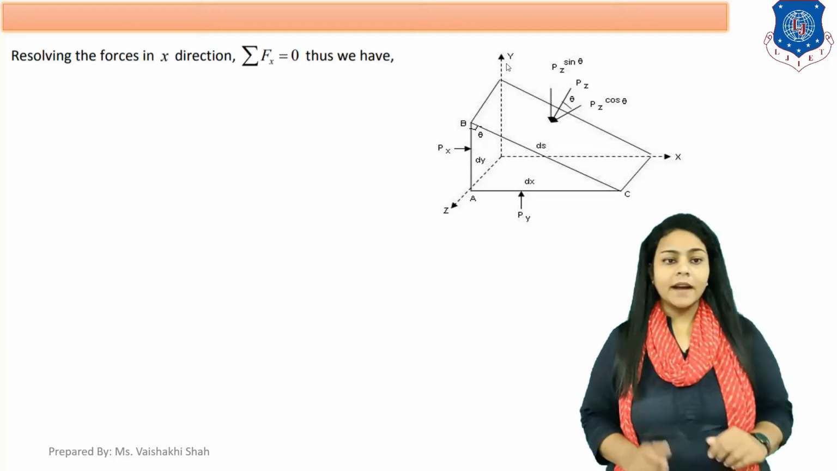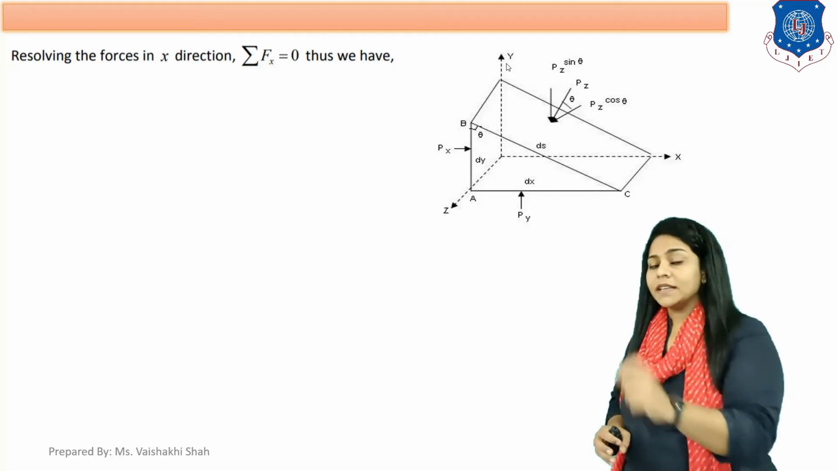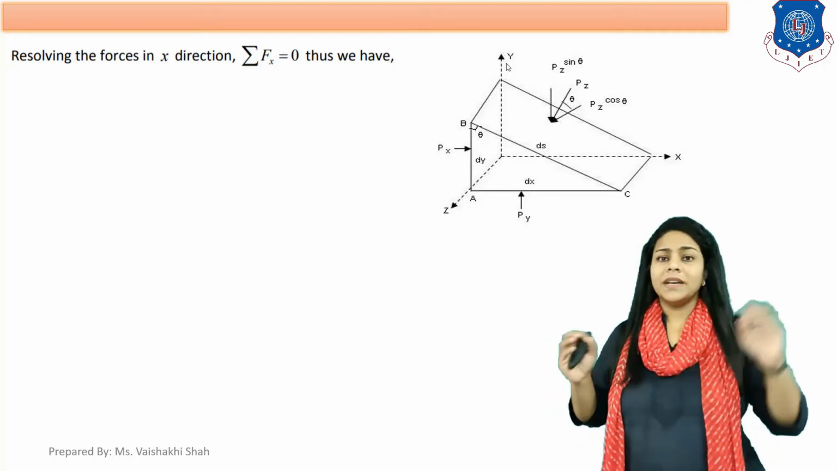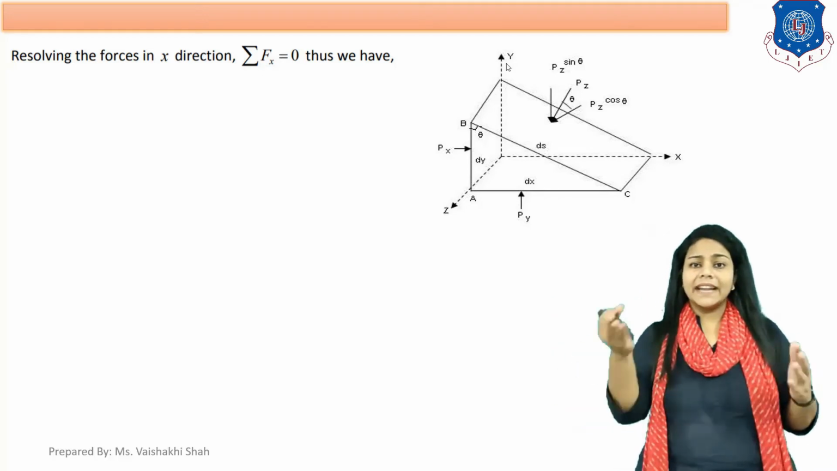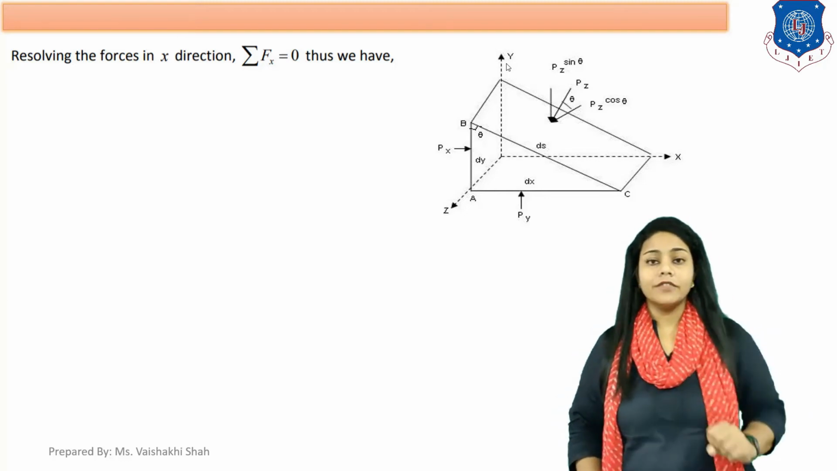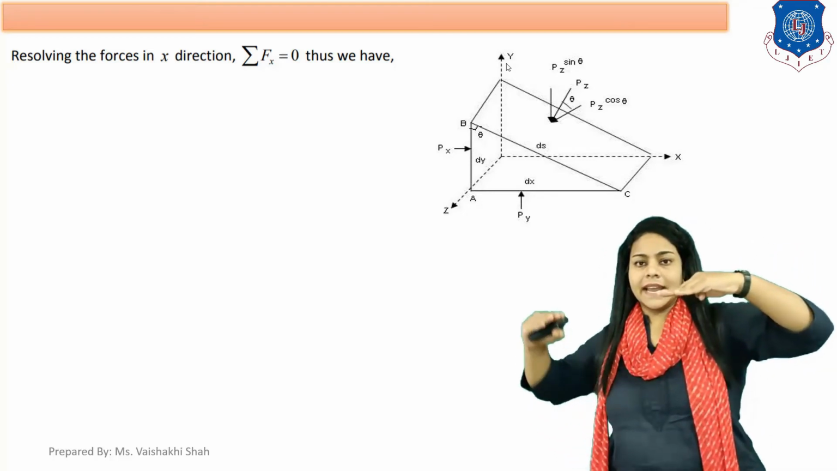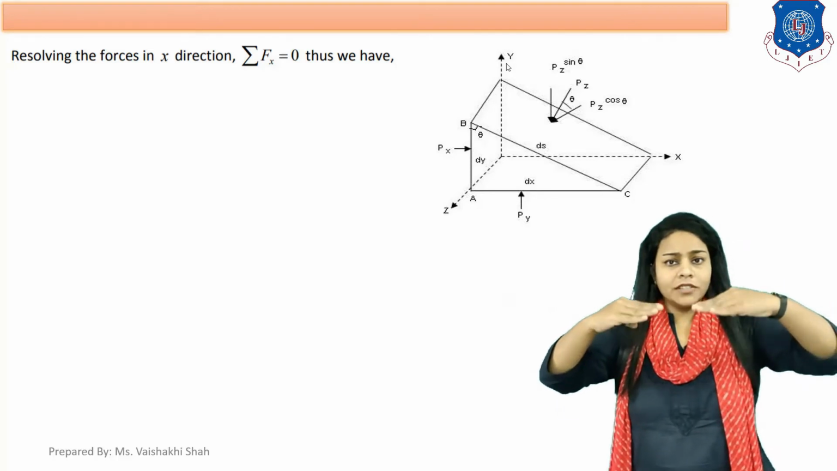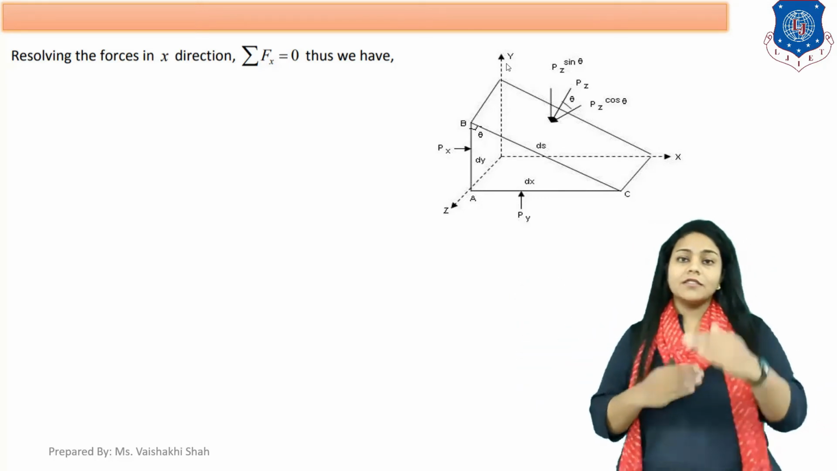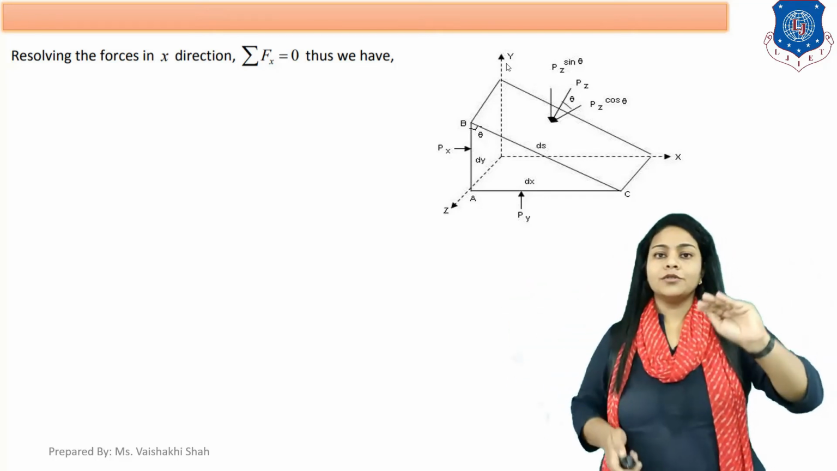Now, this is your diagram. First of all, we are resolving forces in horizontal direction. As per this diagram, which forces are acting horizontally? First force is Px, and second is Pz cos theta. There are two forces. Is any other force there? No. So, there are only two forces acting horizontally, and by resolving these forces, Px minus Pz cos theta equals 0.